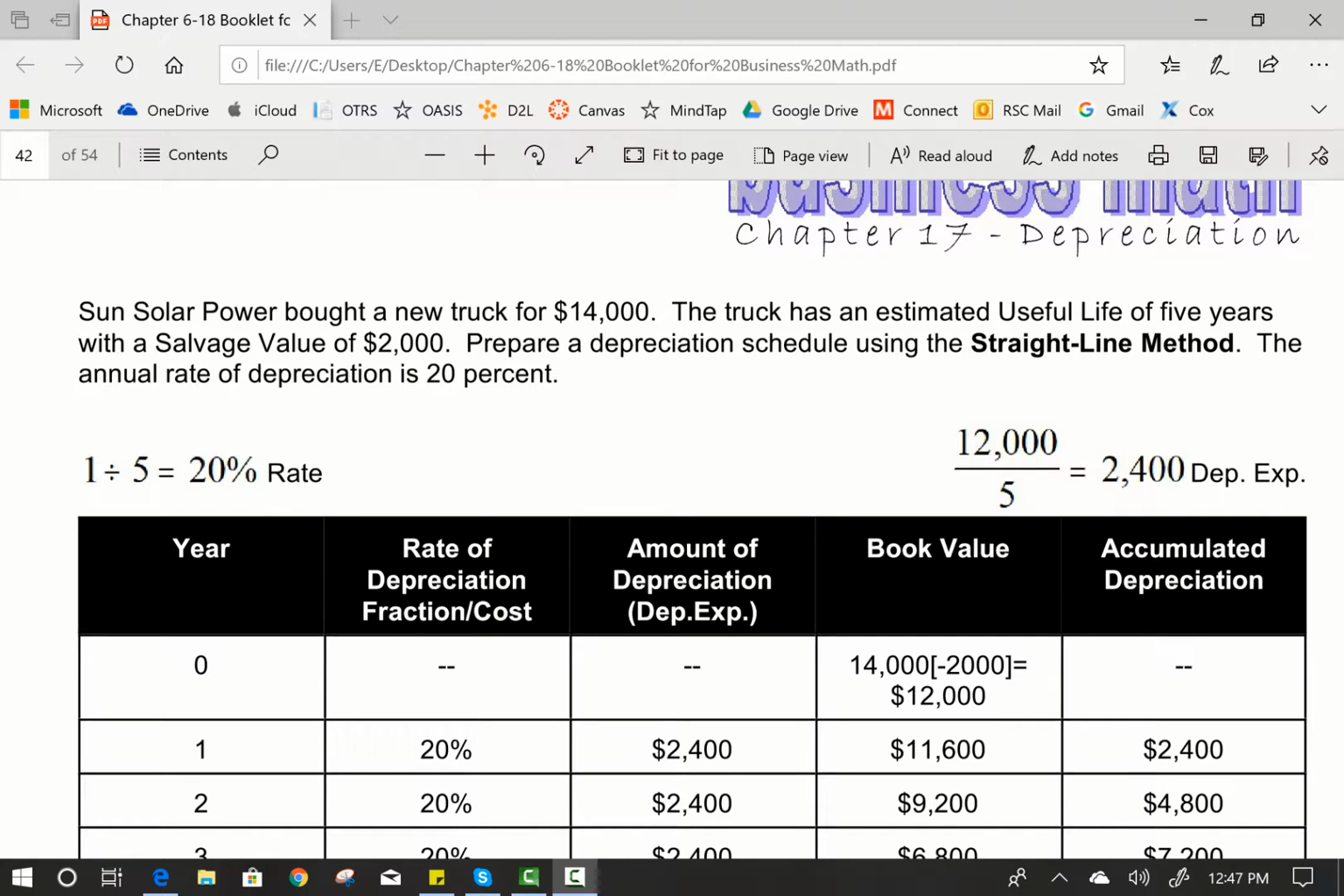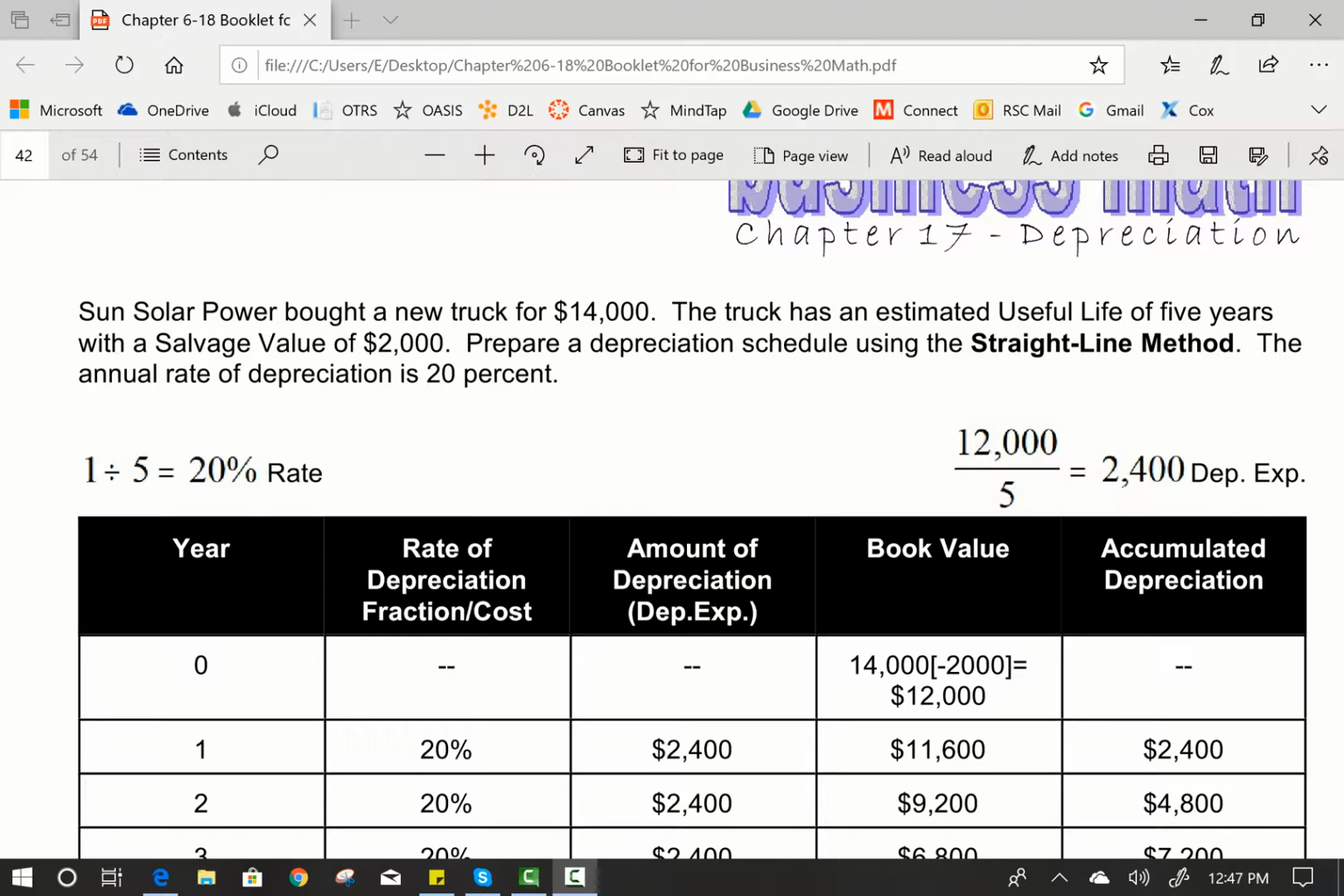Chapter 17, depreciation. We're going to look at four different types of depreciation: the straight line method, the double declining balance method, the units of production method, and the MACRS method of depreciation.